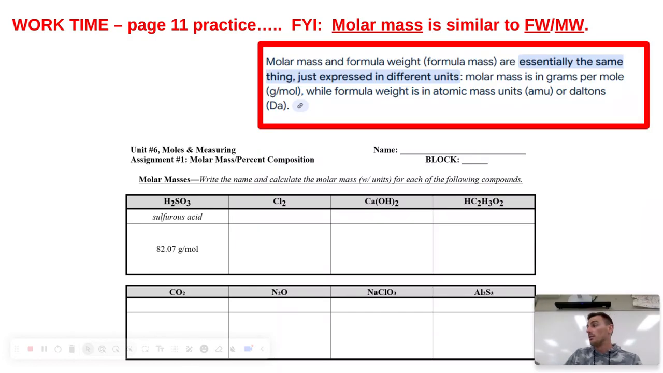Okay, so I'm almost done. When you guys go to do this on page 11, it's going to say molar mass. When you go to do that, molar mass is almost the same thing. We don't know what it means yet, but all you need to know for right now is it's the same exact number. The units are just going to be grams per mole.